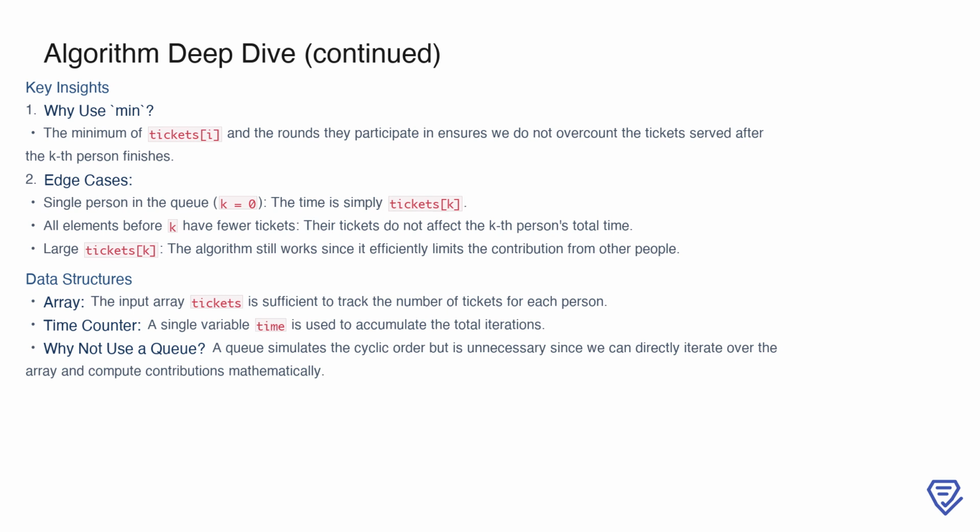Edge cases include scenarios like when there is only one person in the queue, where the total time is simply the tickets required by that person. Another case is when all people before the kth person have fewer tickets, meaning their contributions are limited and do not delay the kth person. Even for very large values of tickets, k, the algorithm remains efficient because it avoids unnecessary calculations by directly limiting contributions mathematically. The solution relies on iterating over the array and a single time counter, making it simple and effective.